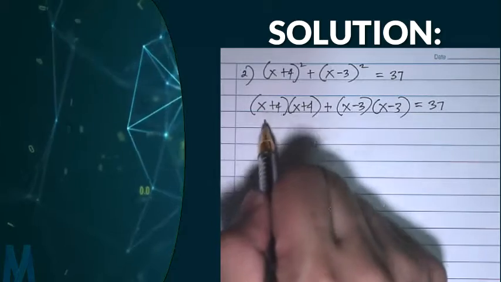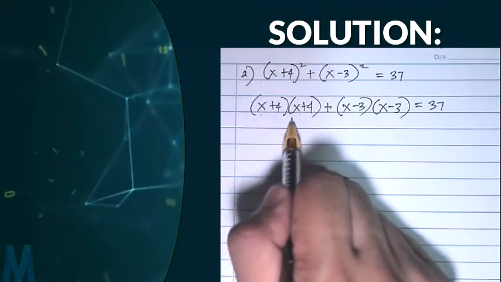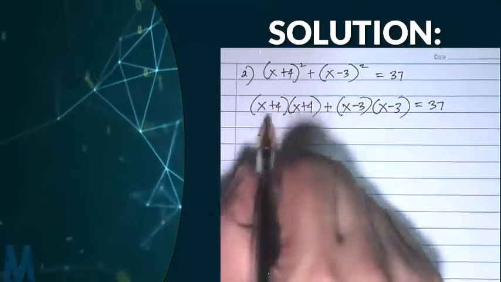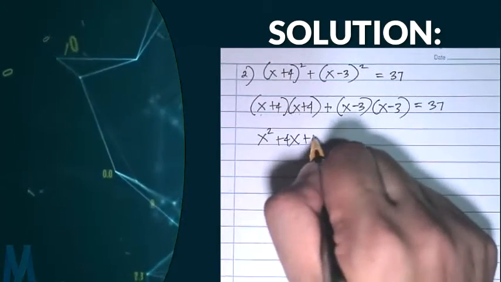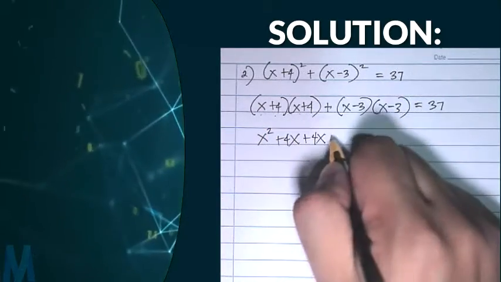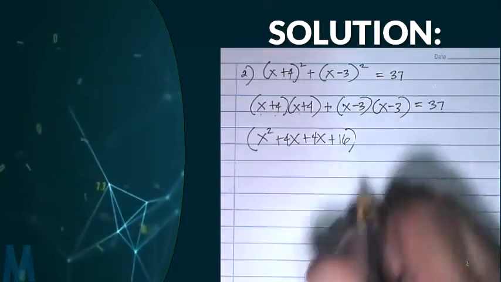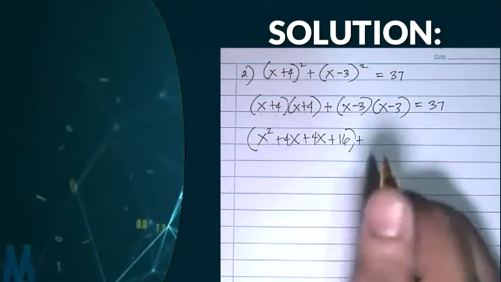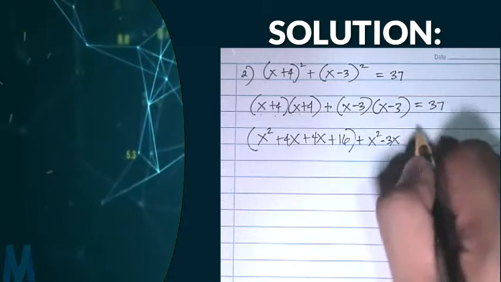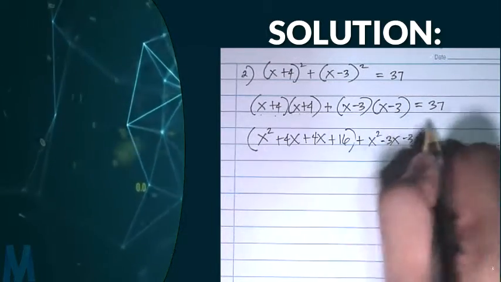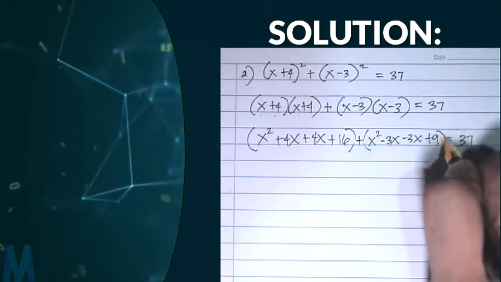Then we are going to use the first second rule. X plus 4 times x plus 4 is x times x, we have x squared. We have positive 4x. We have positive 4x. And positive 16. So close the parenthesis, plus we have x times x is x squared, x times negative 3 is negative 3x, negative 3 times x is negative 3x, negative 3 times negative 3 is positive 9. And close the parenthesis.